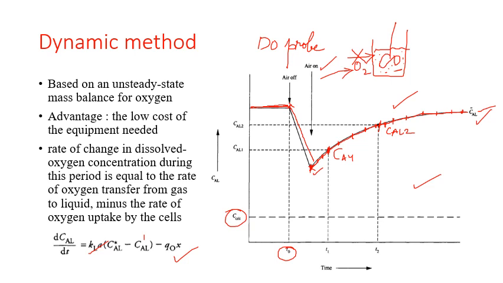Now, in the dynamic method, the rate of change in dissolved oxygen concentration during this period is equal to the rate of oxygen transfer from gas to liquid minus the rate of oxygen uptake by the cells. Like I said, you transfer oxygen into the reactor; it's not a steady state thing. The term KLA into (C star AL minus CAL) in this equation is your oxygen transfer rate, minus the oxygen uptake rate by the cells, which gives you the rate of change of oxygen present inside the fermenter.